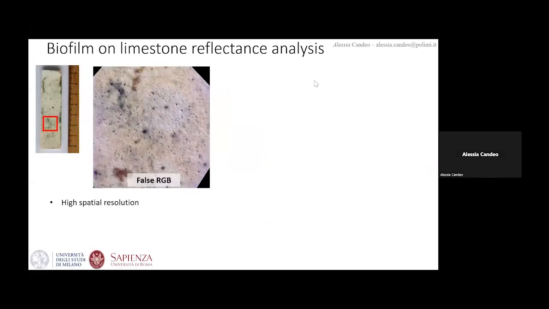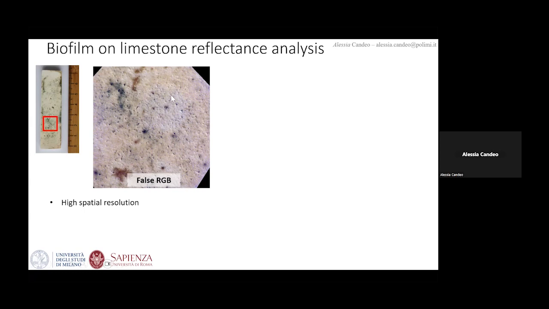If I now focus a little bit more on the results that we obtained on these cyanobacteria biofilms on limestones, I'd like to show you the data collected during the reflectivity experiment. You are looking here, on the left, at a standard photographic image of the limestone sample, and then we have here a false RGB image that we obtained from the reflectivity dataset.